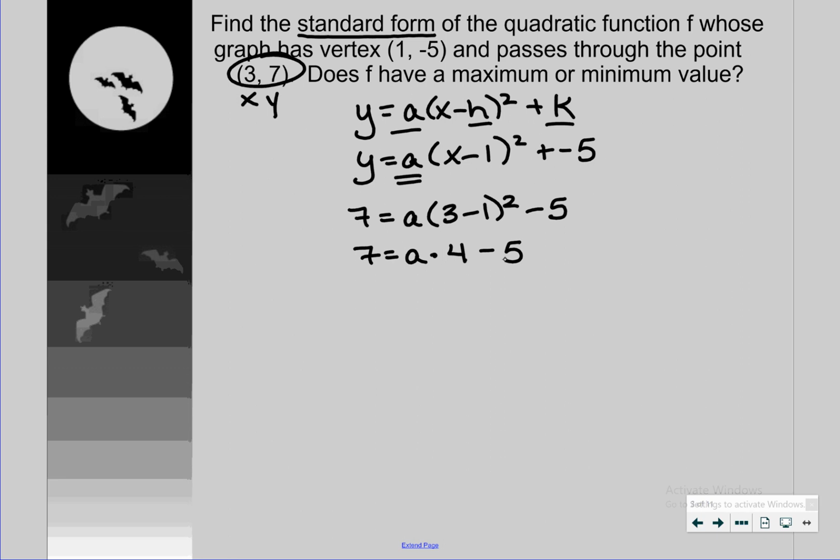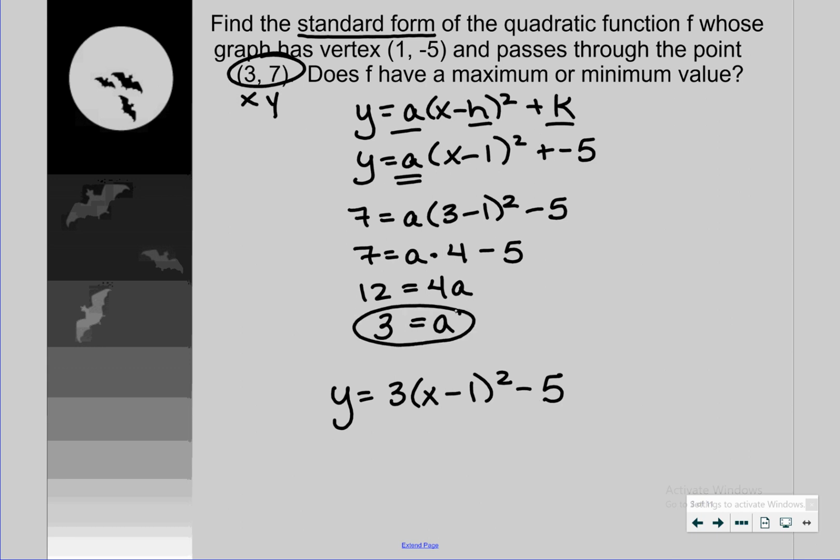To solve for a, add 5 to both sides of the equation: 12 equals 4a, and therefore a is 3. So I have a, I have h, I have k, fill them in, final answer. y equals 3(x minus 1) squared, I'll just write minus 5. And then from this a value, you should be able to answer a bunch of stuff.